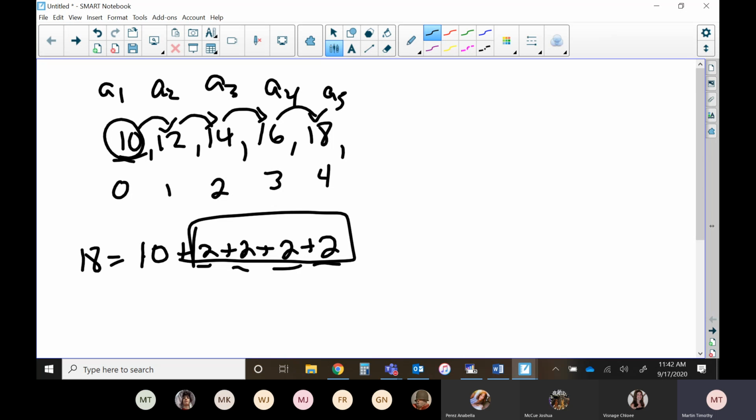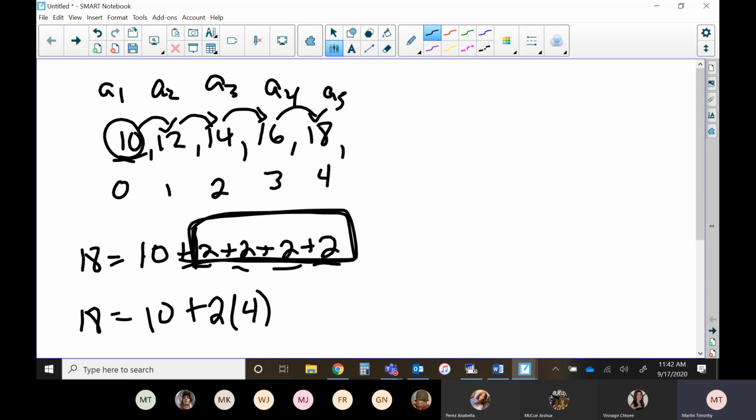What is repeated addition called? It is called multiplication. In fact, instead of seeing this as 2 plus 2 plus 2 plus 2, what could I rewrite that as? 2 times 4. You with me? And this was 18 equals 10 plus 2 times 4.